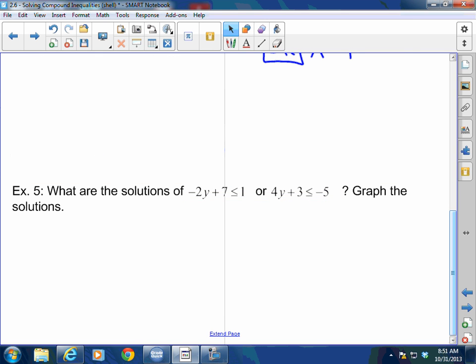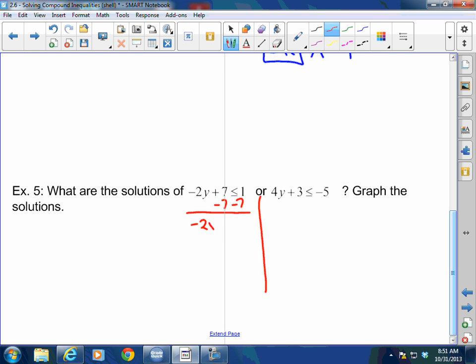Okay. What are the solutions if negative 2y plus 7 is less than or equal to 1, or 4y plus 3 is less than or equal to negative 5? It's an or, so we got to separately solve them. Subtract 7 to both sides. Negative 2y is less than or equal to negative 6. Divide by negative 2. Y is greater than or equal to 3. Why did I flip that sign? Because I divided by a negative. Very good. Thank you. Awesome.